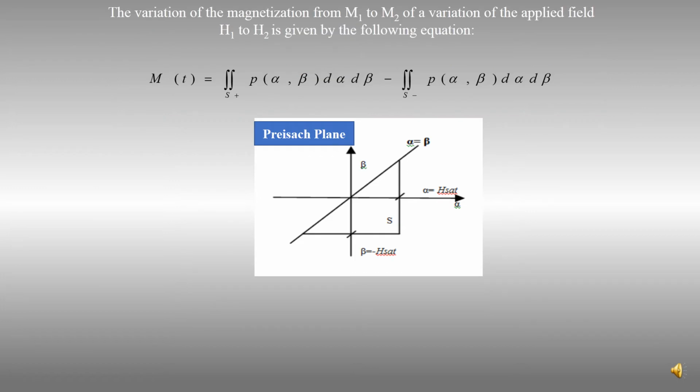Here, P of alpha beta is the probability density function of the hysteron, which should be determined by the use of some experimental data or by using an analytical distribution. The Preisach distribution function depends on the nature of the material. It's set to 0 at all points outside its range of definition, presented by this triangle called the Preisach plane.